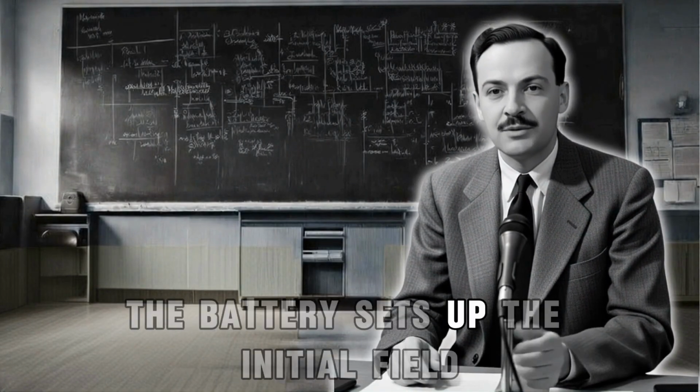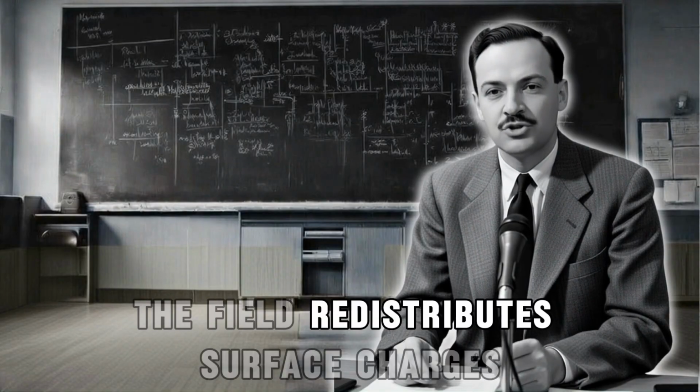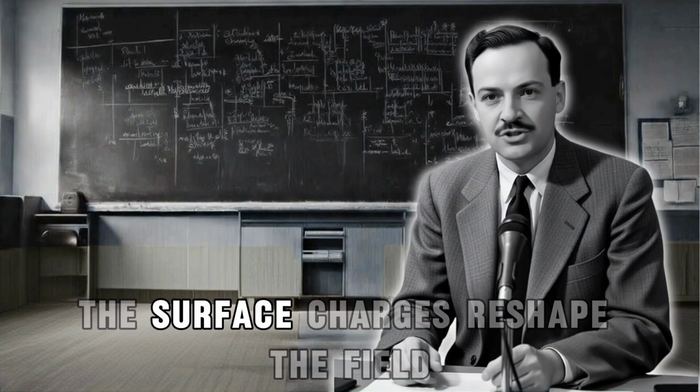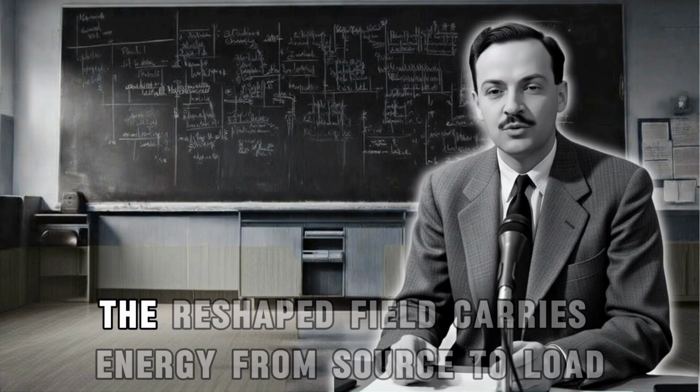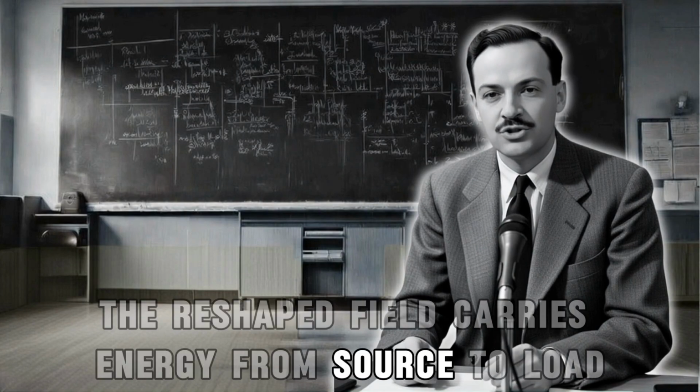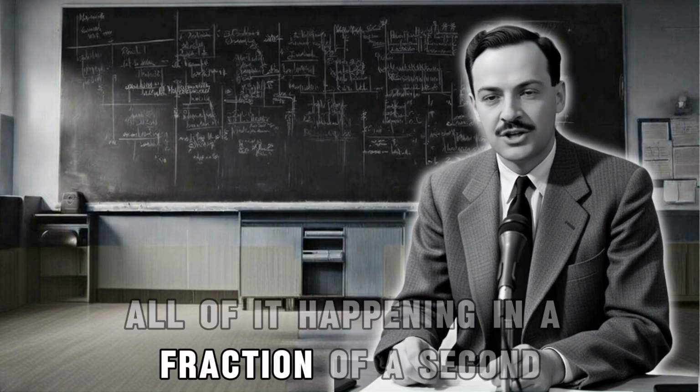The battery sets up the initial field. The field redistributes surface charges. The surface charges reshape the field. The reshaped field carries energy from source to load, all of it happening in a fraction of a second when you close the switch.